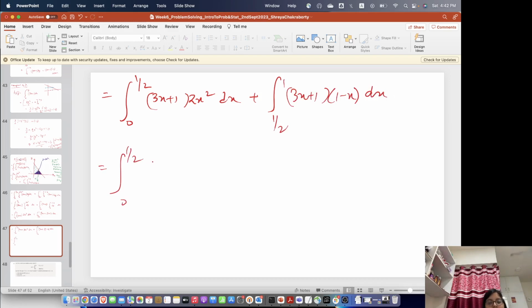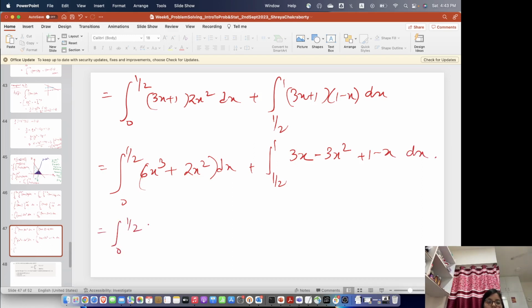0 to half 6x cube plus 2x square dx plus half to 1, 3x minus 3x square plus 1 minus x dx. This will be 0 to half 6x cube plus 2x square dx plus half to 1 2x minus 3x square plus 1 dx.